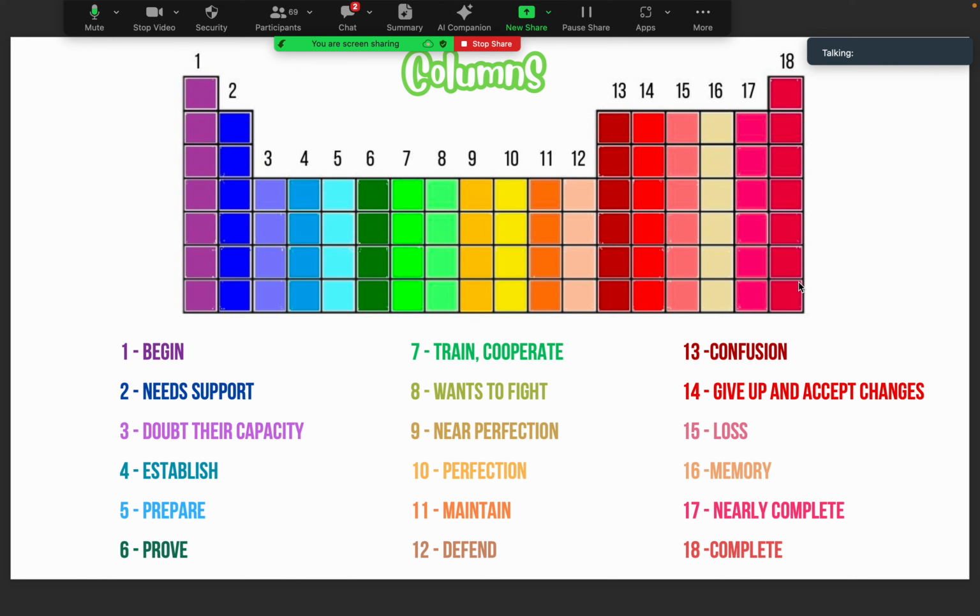And while dealing with the columns one by one, column 1 is the beginning because they are quite dependent on others, so it's just the beginning of their life. Column 2, they need support, although they are not as dependent as column 1, but they are quite dependent as a backup plan. Like, okay, I am alone, but when I need something, I need a backup plan. Column 3 is doubt of their capacity. They don't know whether they can do that thing or not, whether they can get the success or not. So there is a phase where they doubt their capacity.